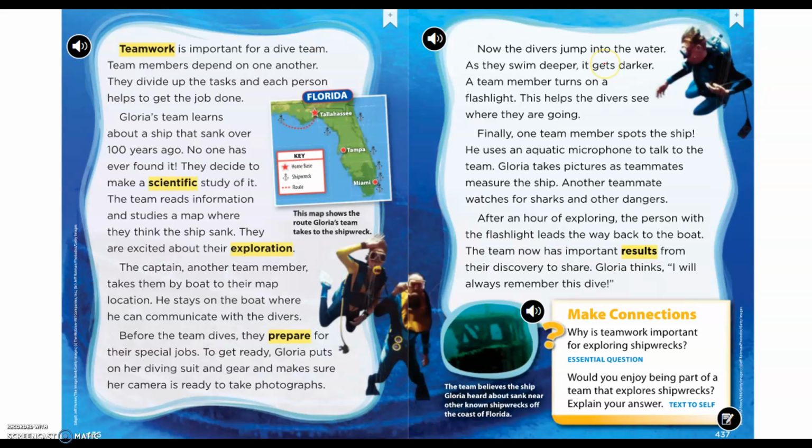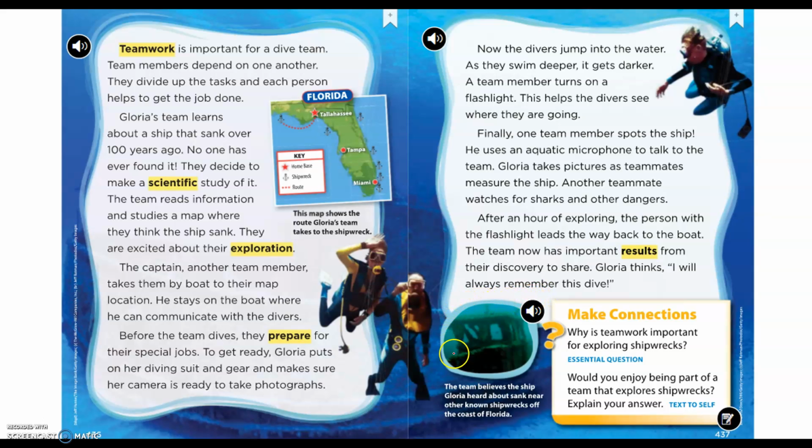Now the divers jump into the water. As they swim deeper, it gets darker. A team member turns on the flashlight. This helps the divers see where they are going. Finally, one team member spots the ship. He uses an aquatic microphone to talk to the team. Gloria takes pictures as teammates measure the ship. Another teammate watches for sharks and other dangers. After an hour of exploring, the person with the flashlight leads the way back to the boat. The team now has important results from their discovery to share. Gloria thinks, "I will always remember this dive."